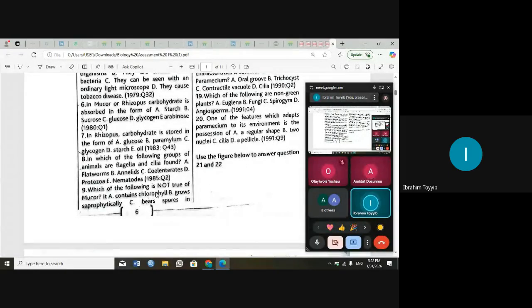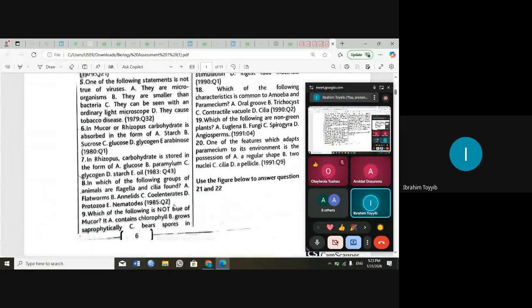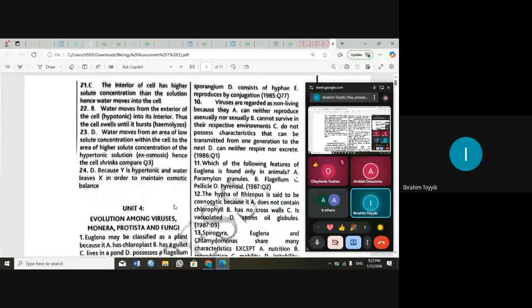Because fungi does not have chlorophyll. Fungi do not photosynthesize. They grow saprophytically. That is, they grow on dead decaying organic matter. They bear spores. I say they reproduce asexually through spore formation. And also, maybe I forgot to tell you, fungi can also reproduce sexually. Some of the fungi, not all, can also reproduce by conjugation, as paramecium also does. So they bear spores in sporangium. I will explain this sporangium. They consist of hyphae. You know hyphae now, the body of the fungi.